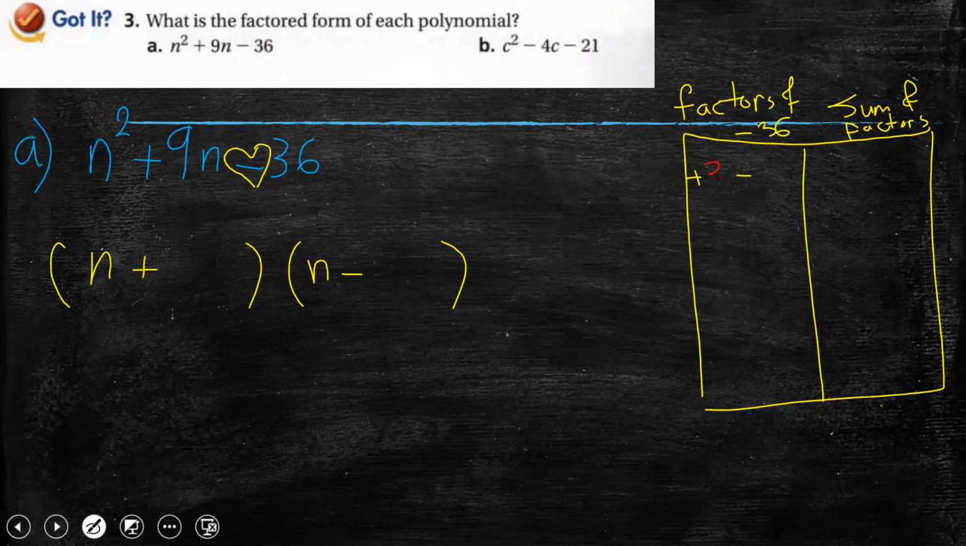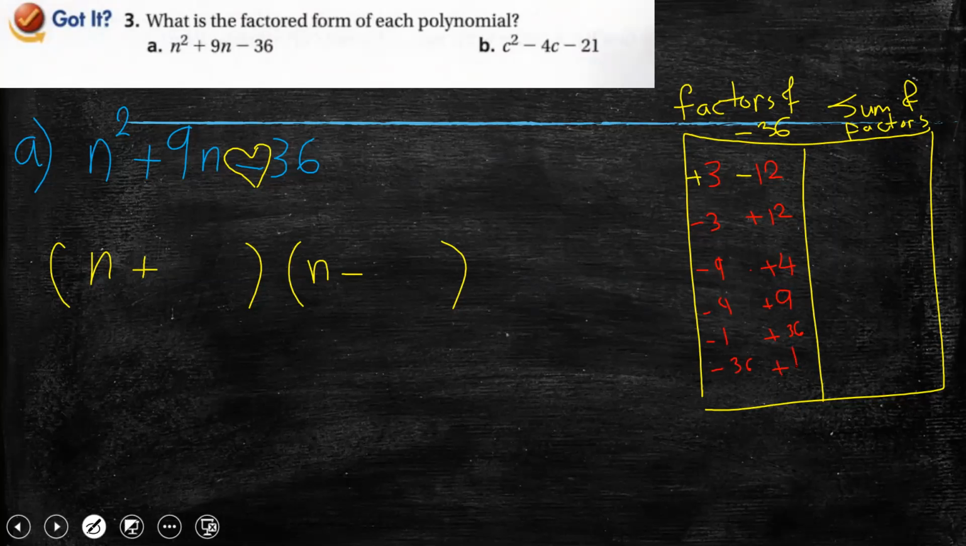Negative 4, positive 9. Let's start with negative 3, positive 12. Negative 2, positive 18, negative 12, positive 3, and negative 3, positive 12. Negative 9, positive 4, and negative 4, positive 9. What else? 1 and 36. Negative 1, positive 36, and negative 36, positive 1.